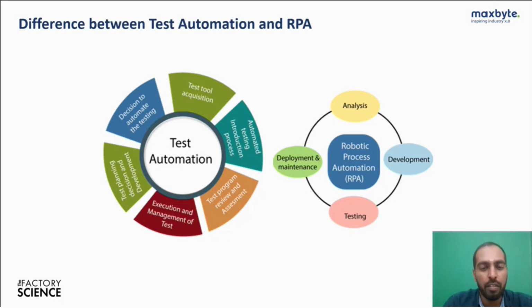So there is a set of test tool acquisitions, and they test the application based on the rules given. But in RPA, first the user or the developer needs to analyze the business process flow. After analyzing the process flow, he will do the development in the RPA application. Once the application is developed, the testing will be done. After testing, deployment and maintenance, the RPA application will be completed.